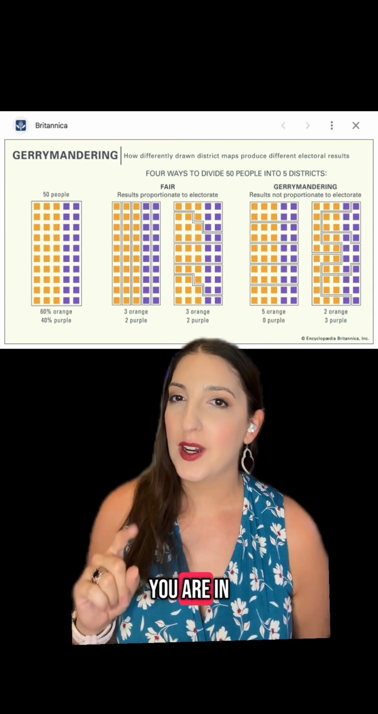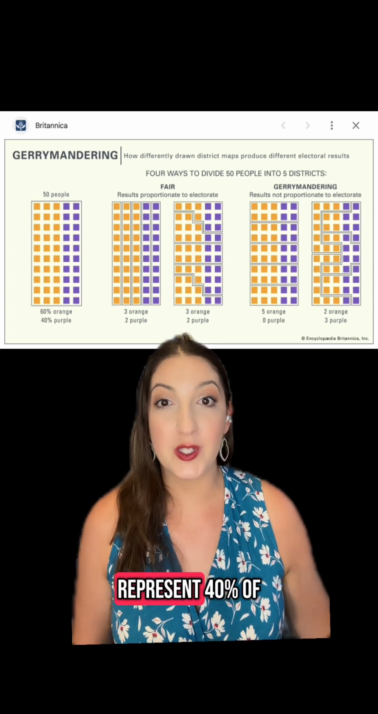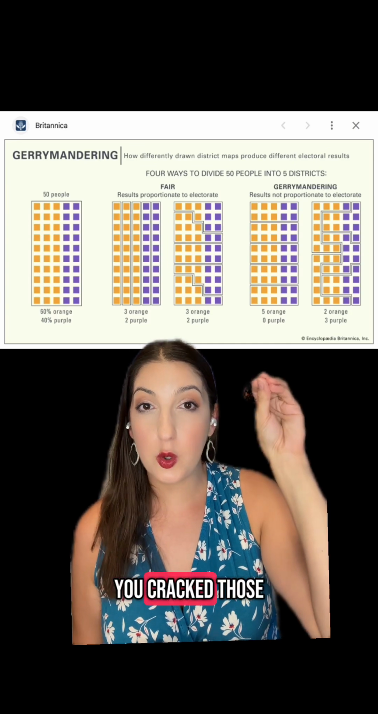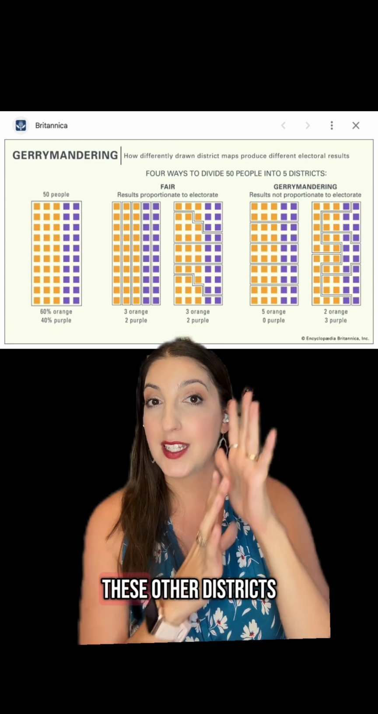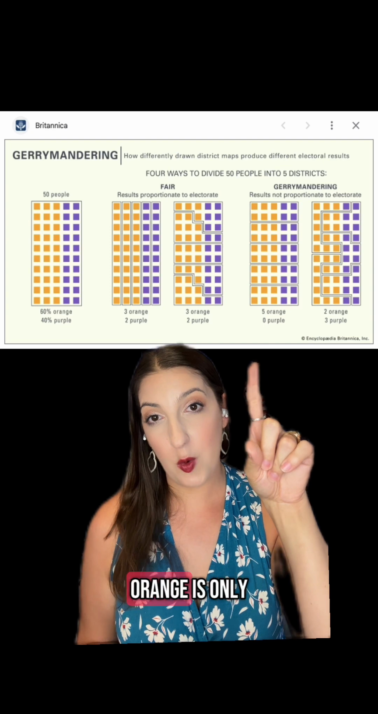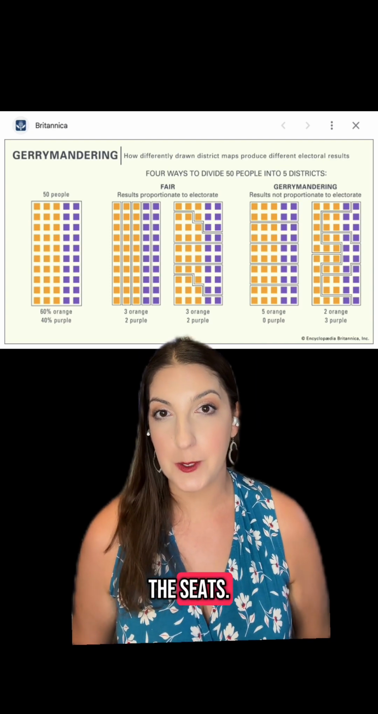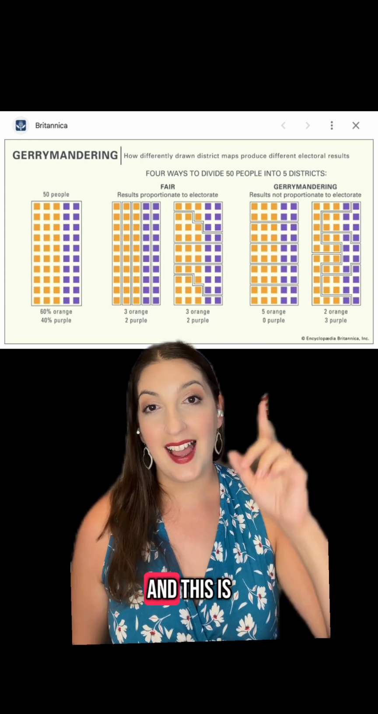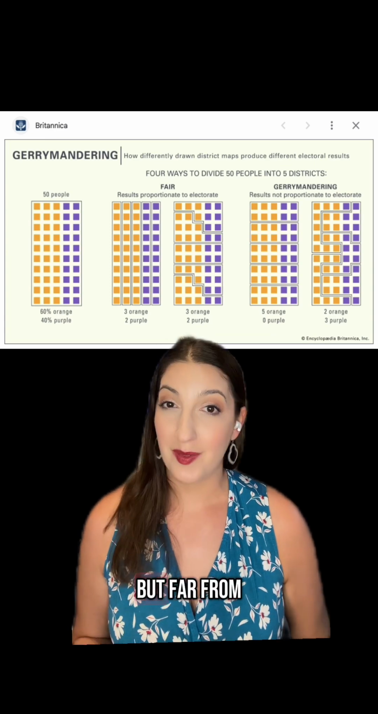But what if you are in Team Orange and you don't want to have to deal with that minority party, even though they represent 40% of your constituents? You might draw a map like this, in which you cracked those purple districts and you split their populations into these other districts dominated by Team Orange. So in this case, even though Team Orange is only 60% of the population, they end up with 100% of the seats. This is not a representative district or map that was used to create this legislature, and this is a problem.